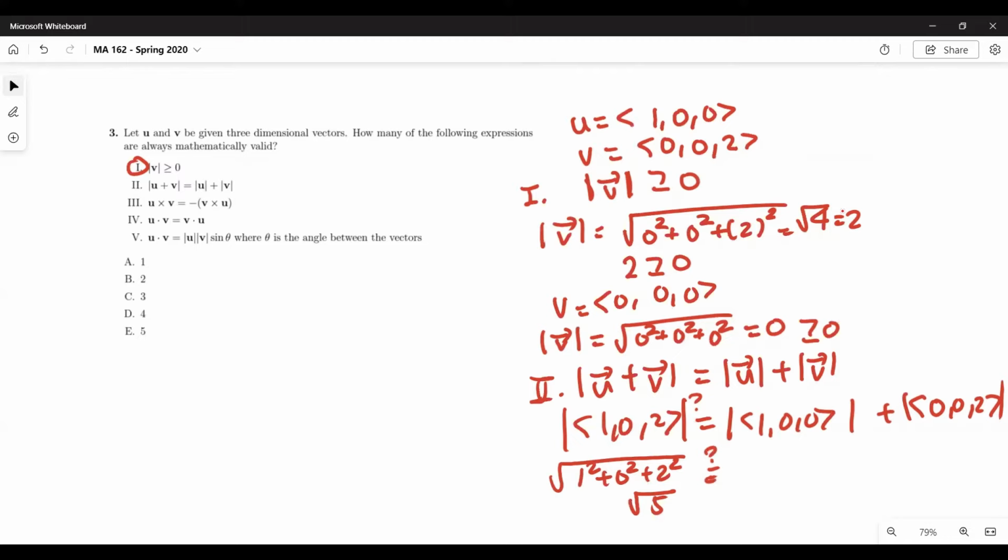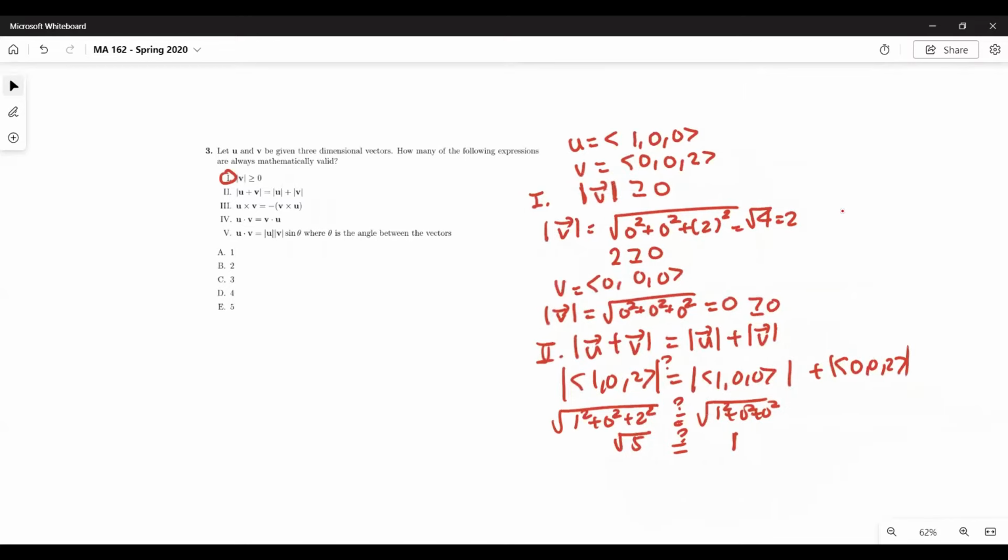And for 1, 0, 0, this just becomes square root of 1 squared plus 0 squared plus 0 squared. This is 1. I just put the question mark on those equal signs because we're not sure whether these are actually equal to each other. And we find the magnitude of 0, 0, 2. This becomes square root of 0 squared plus 0 squared plus 4, and this just becomes 2. Is square root of 5 equal to 1 plus 2?